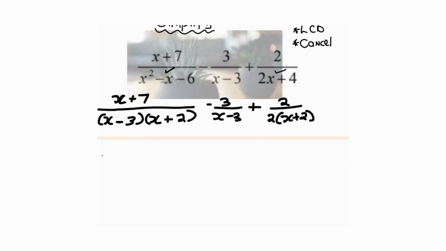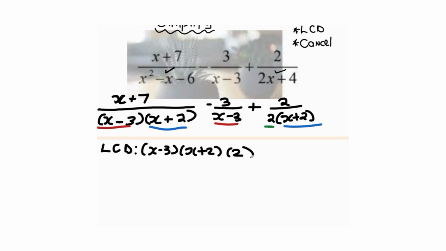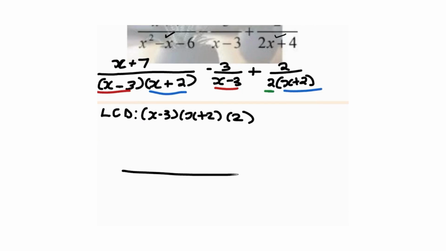So now we have factorized, and the most important thing now is for us to be able to choose the LCD. So an LCD would be your different variants of your denominator. If you check our denominator, we have x minus 3 and x minus 3, then we also have x plus 2 and x plus 2, and then we have just a 2. So we have 3 different variants of the denominator. We don't repeat, you just take x minus 3, you take x plus 2, then you take a 2. That is your LCD.